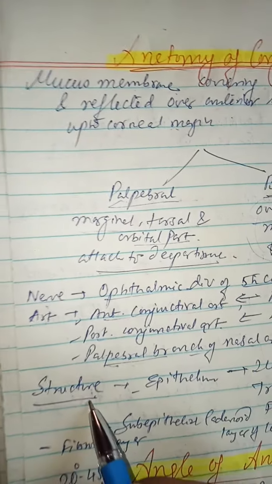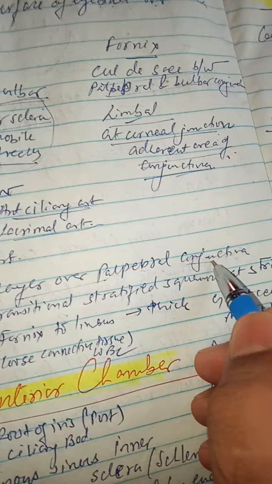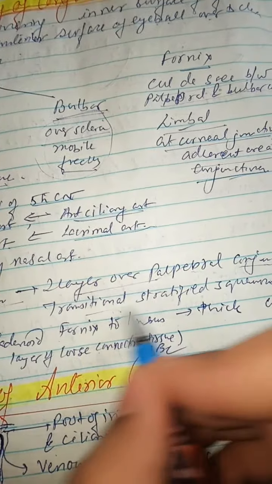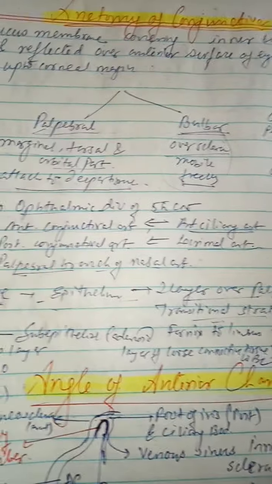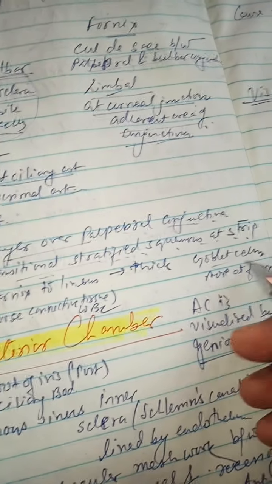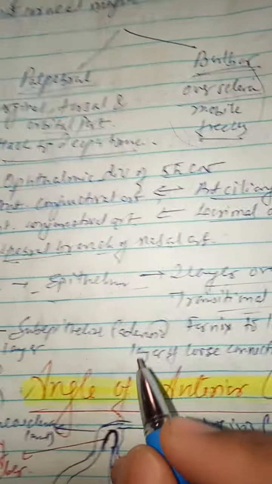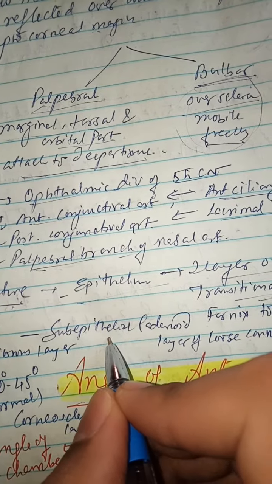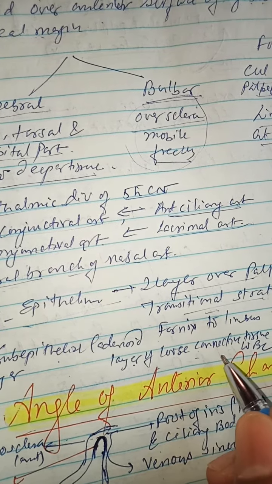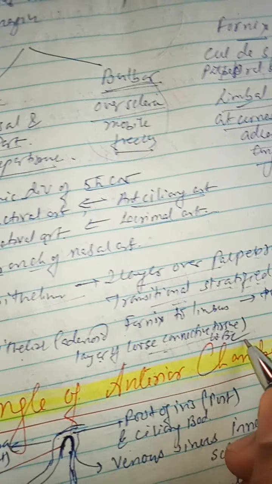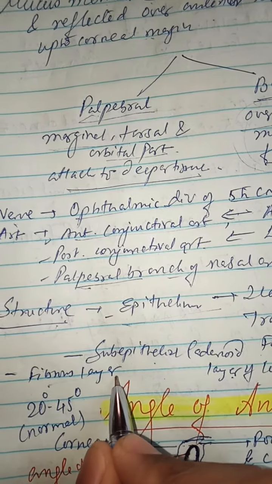What are the structures present in the conjunctiva? Epithelium: two layers of epithelium over the palpebral conjunctiva, and transitional stratified squamous epithelium at the fornix. Goblet cells are also present, which are more at the fornix. Now a subepithelial adenoid layer is also present, which is composed of loose connective tissue and lymphocytes like WBC, and a fibrous layer is present.